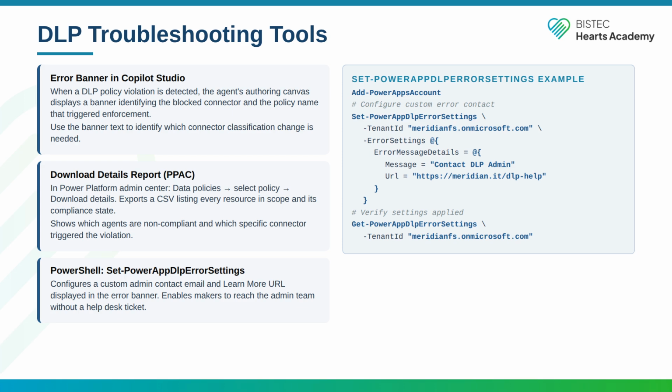The PowerShell pattern is straightforward. You call Set Power App DLP Error Settings with a tenant ID and an error settings object containing the message and the URL. Always follow with Get Power App DLP Error Settings to verify that the settings applied correctly. The Verify After Apply discipline is as important here as it was for governance flags in month 1.